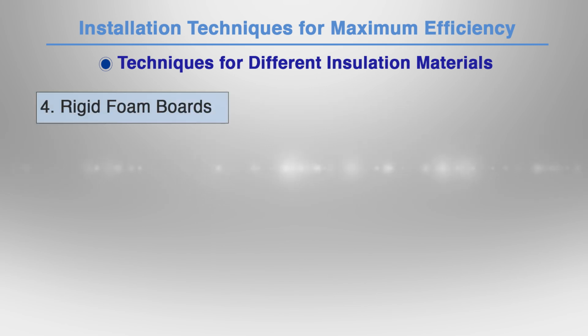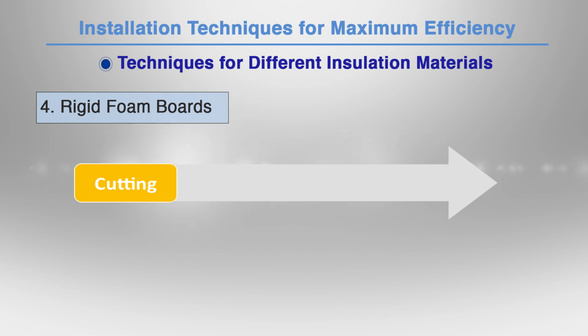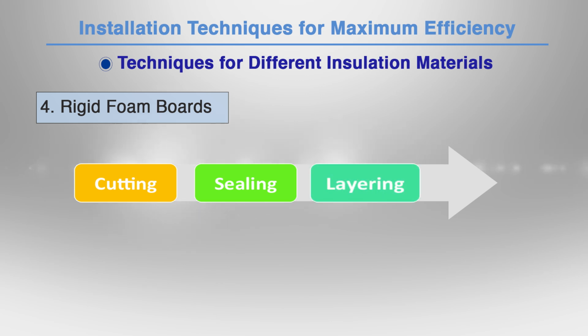Fourth one is rigid foam boards. Cutting: use a utility knife or saw to cut rigid foam board to fit snugly between the framing members and against the wall. Sealing: seal edges and joints with tape or foam sealant to prevent air leakage and thermal bridging. Laying: for maximum efficiency, use multiple layers of rigid foam board, staggering the seams to reduce thermal bridging.